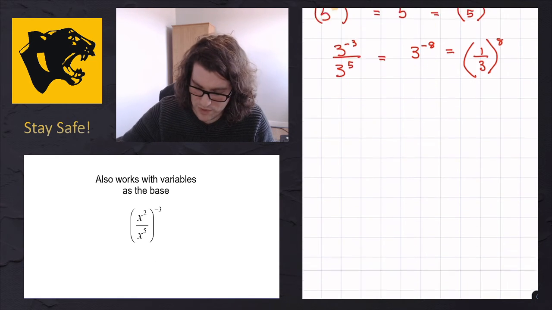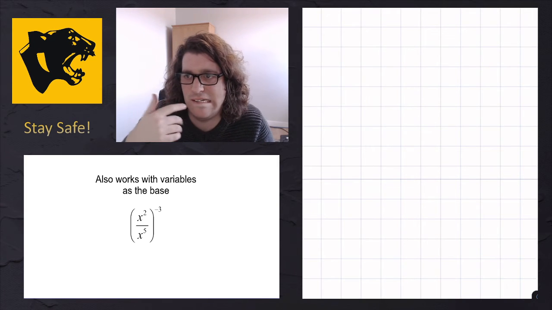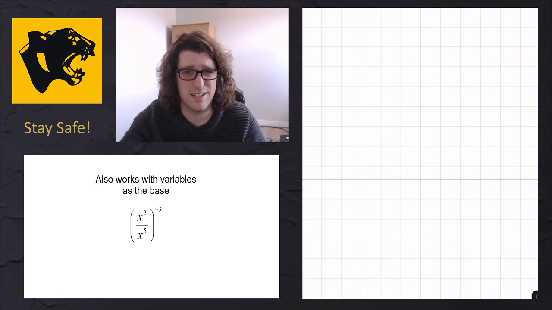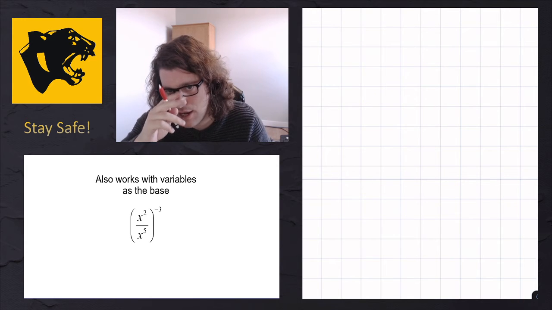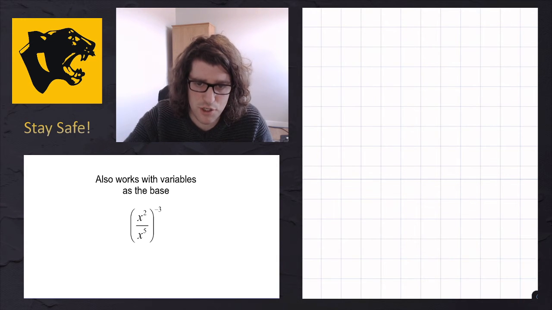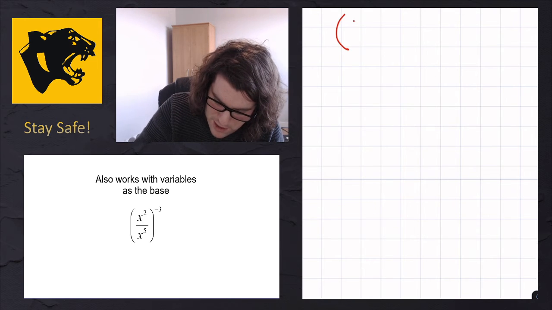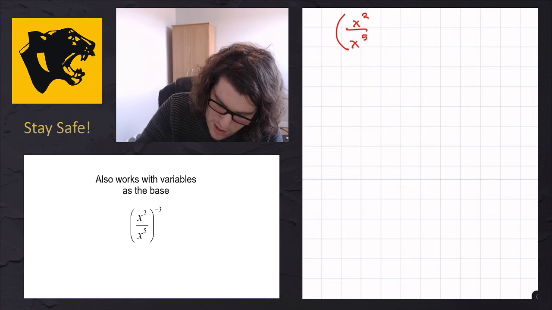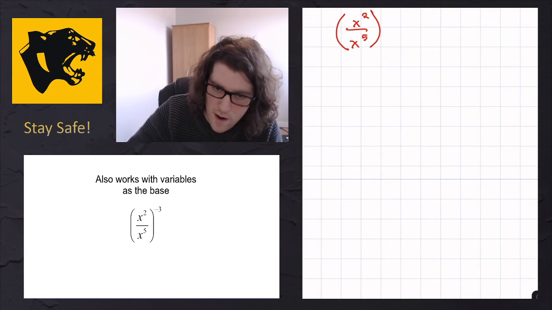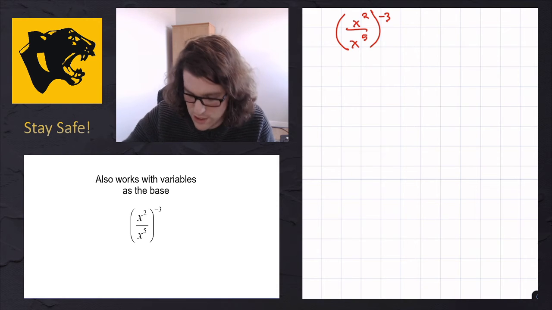All right, so this also works with variables. When I was doing the initial setup of these rules, I did use letters for the base. In this case, that's what's going on. So we have x squared, x to the 5, as a division, all to the power of negative 3. So I'm going to follow my order of operations, and I'm going to do what's inside the bracket first, although it actually doesn't matter because you could do the exponent laws here all at the same time. But that's the way that I'm going to treat this problem.